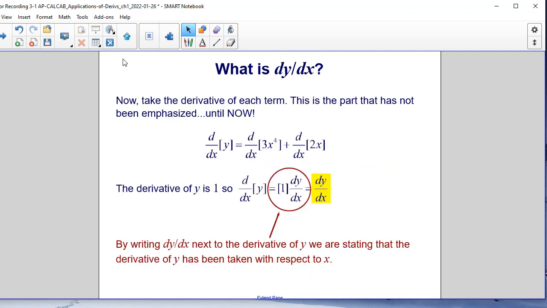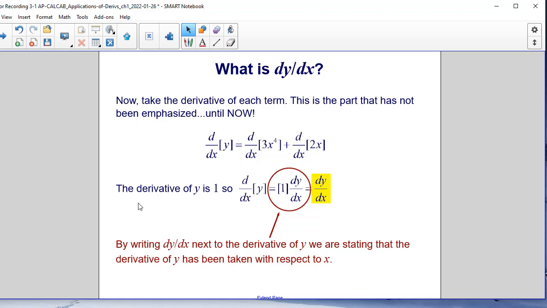Continuing with our discussion of what is dy/dx. Now, when we take the derivative of each term, this is the part that has not been emphasized up until now. So the derivative with respect to x of y, and the derivative with respect to x of 3x to the fourth, plus the derivative with respect to x of 2x, will look like this.